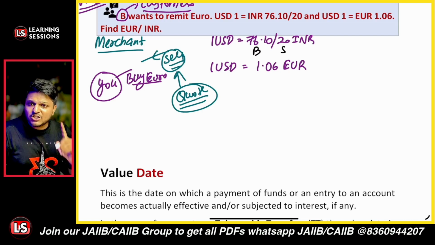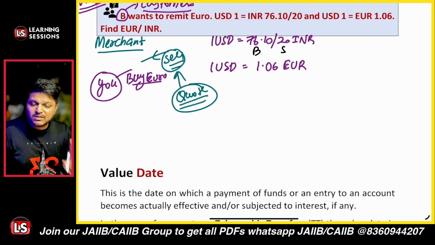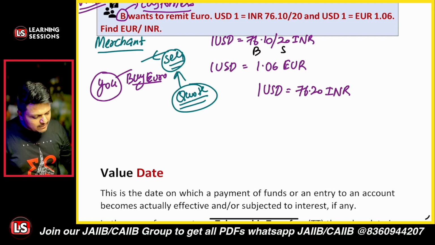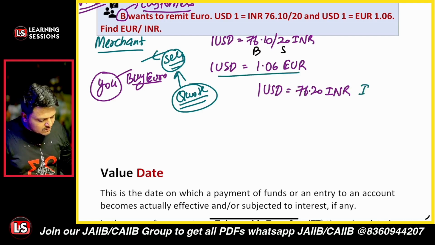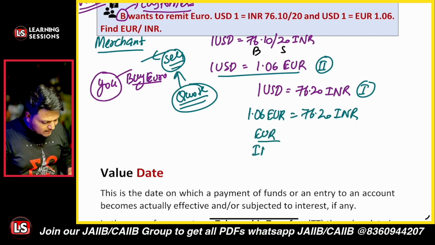So first of all, the customer will be buying the USD, because only then will he be able to exchange the USD with the euros. The customer will buy the USD at a price at which the bank is ready to sell. So the selling cost for the USD is 1 USD equal to 76.20 INR. That is the first statement, and the second is already given to you. Now we can equate it easily. So 1.06 euro is equal to 76.20 INR. So it will be euro to INR, that is 76.20 divided by 1.06.